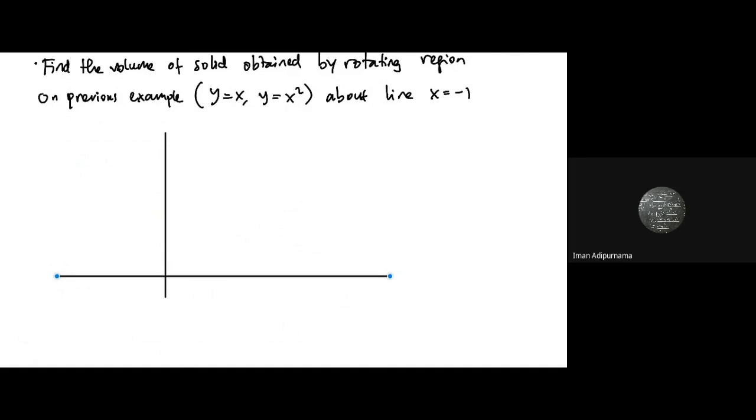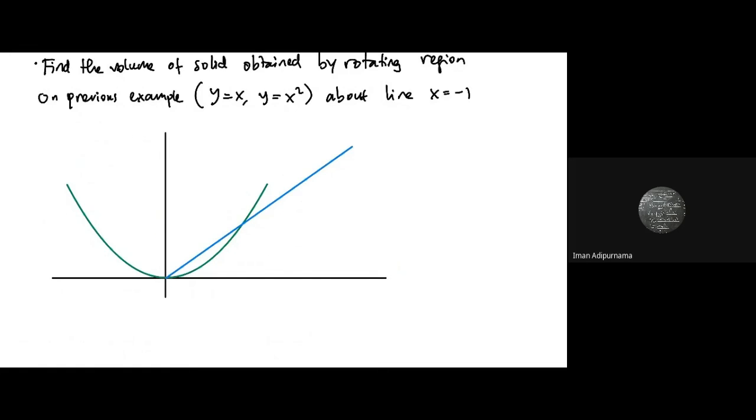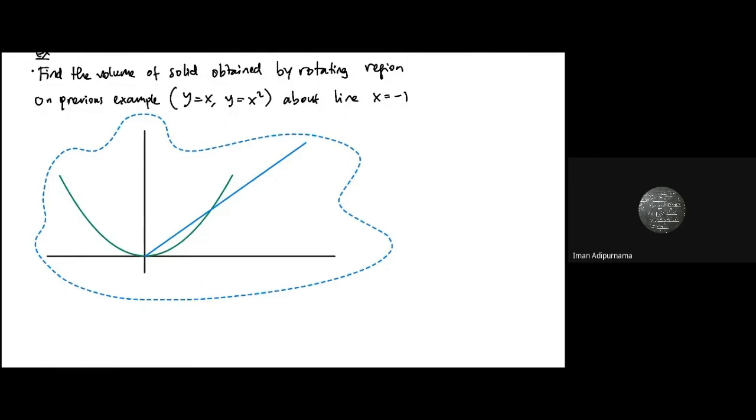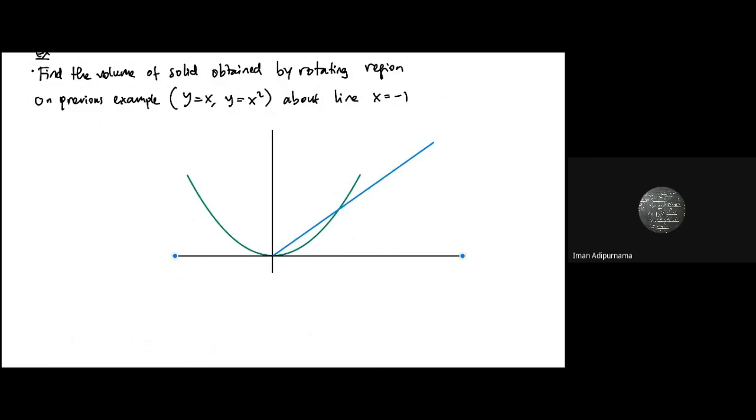Okay, let me draw the curves. Let's look at what is happening here and what's the difference from the previous example. Let me draw the curve with the green color. This is x squared. And this will be y equal x. I think it looks okay. Let me move to the right because we need to rotate about x equal -1, so we need to make it longer to the left.